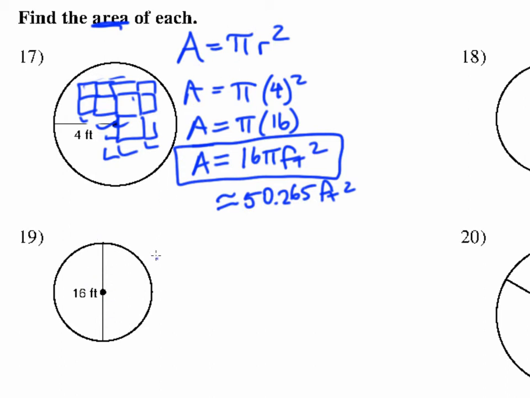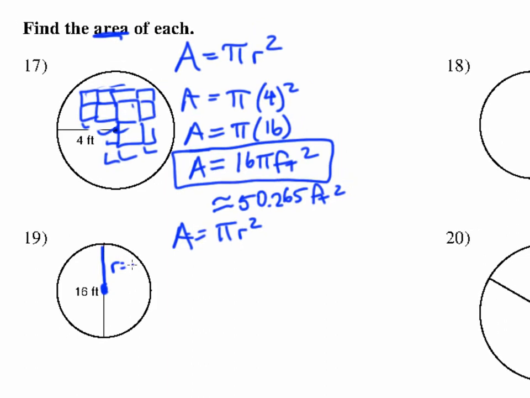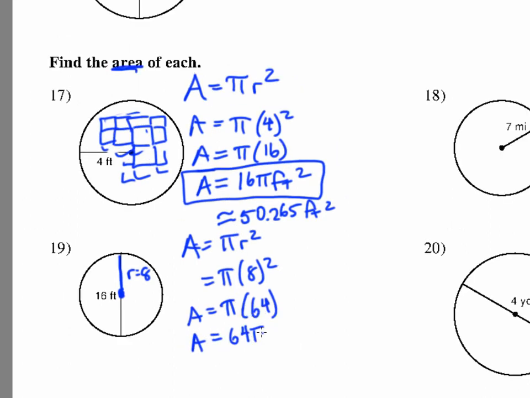Okay, number 19. Again, we're finding the area. So area equals pi r squared, our radius. Now, careful here. This is the diameter, all the way across. We want the radius. If the whole way across is 16, we just divide 16 by 2 and we get radius equals 8 feet. So the area equals pi times 8 squared, which is 64. We like to put it as 64 pi, and this is again feet squared.